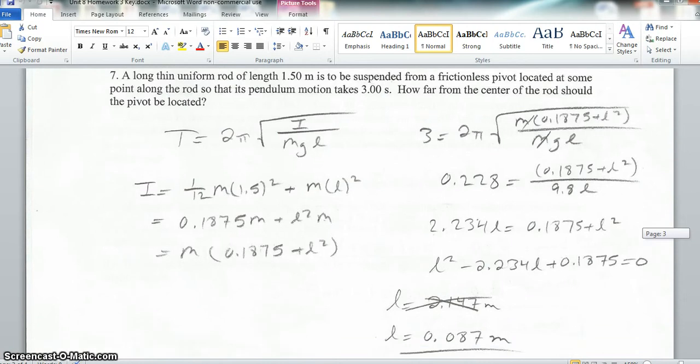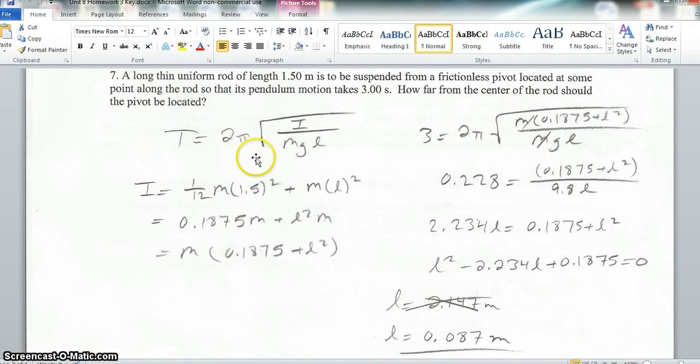So then without further ado, moving on to question 7. A long, thin, uniform rod of length 1.5 is to be suspended from a frictionless pivot point at some point along the rod, so the pendulum takes 3 seconds. So the period is 3 seconds. How far from the center of the rod should the point be pivoted?